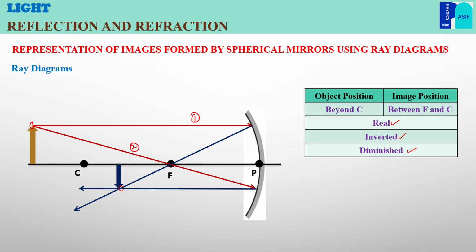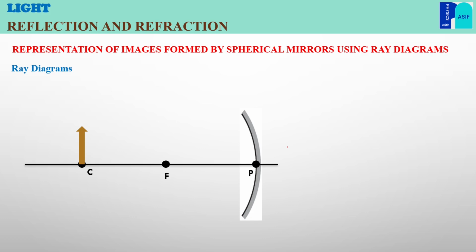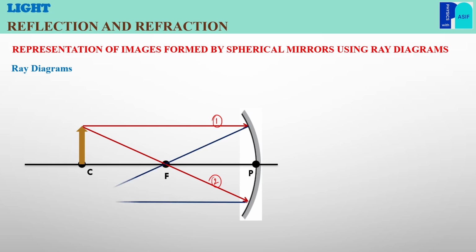Next, we move the object towards the concave mirror, that is, we place it at the center of curvature. Again we consider two rays from the object. One is parallel to the principal axis, the second one is passing through the principal focus. The first ray, after reflection, goes through the principal focus, and the second ray, after reflection, goes parallel to the principal axis. Therefore, they will meet at a distance that is equal to the center of curvature. So we get the image, that is inverted, real, and of the same size.